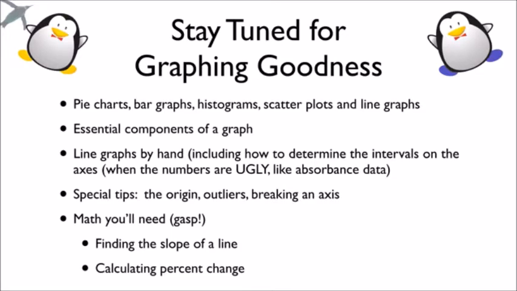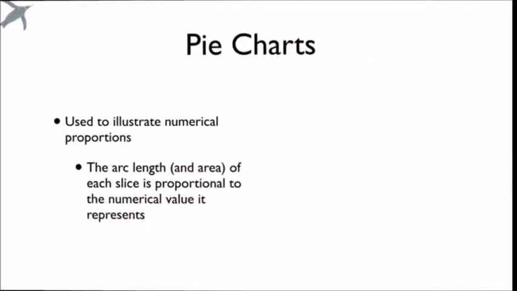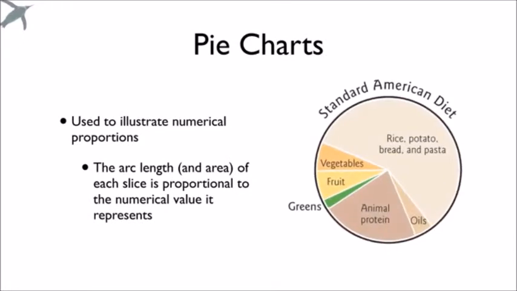We are going to look at the essential components of a graph and how to do graphs by hand. Okay, so let's look at the major types of graphs we are going to come into contact with. The first is a pie graph or a pie chart.